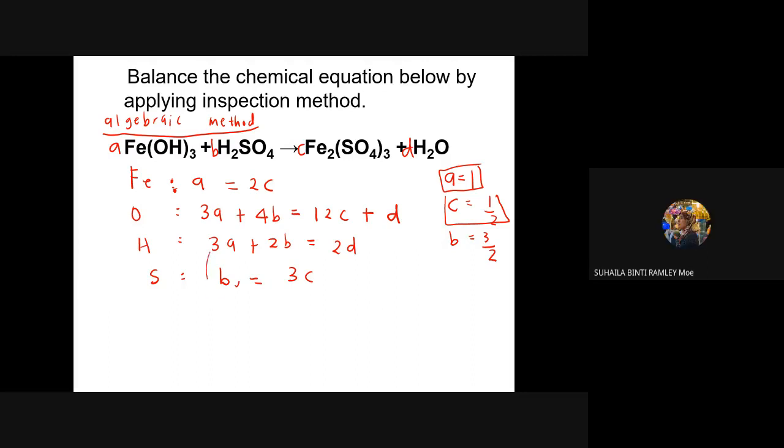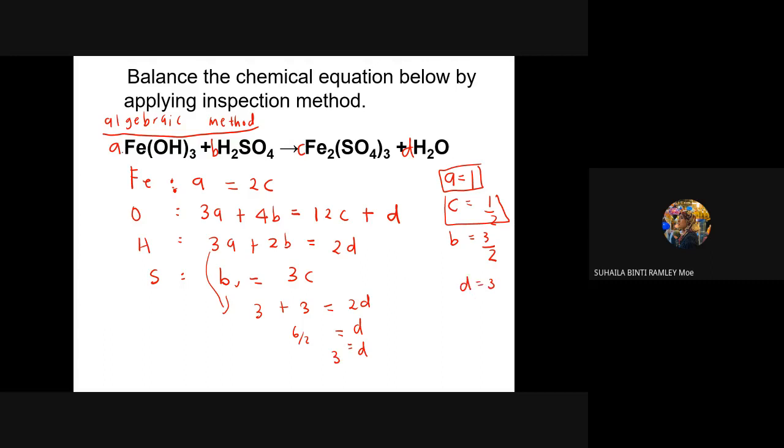Sini. 3 plus 3D sama dengan 3, kan? Equal to 2D. So D equal to 6/2, yes, 3. So D equals to 3.